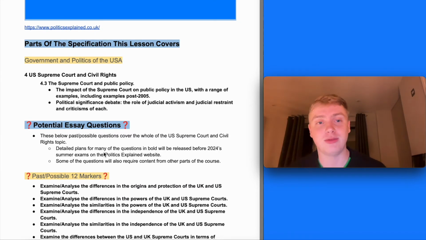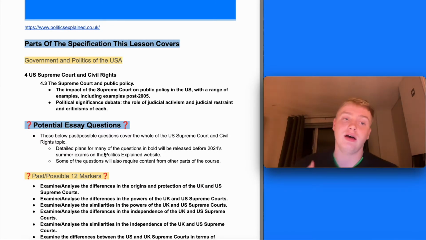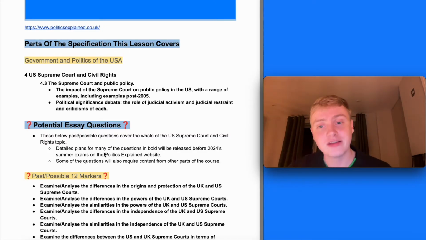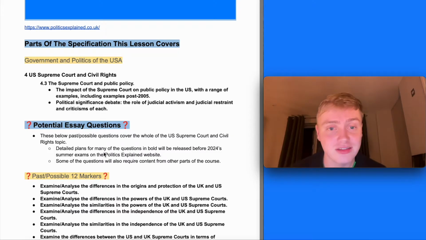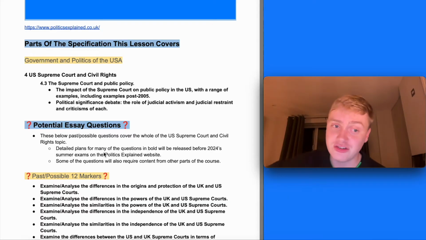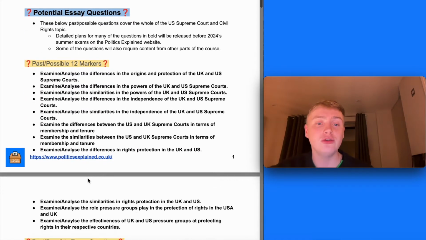So starting with the parts of the specification this lesson covers, this is in the US Supreme Court and civil rights part of the Edexcel A-level politics specification, and it's 4.3, the Supreme Court and public policy, looking at the impact of the Supreme Court on public policy in the US with a wide range of examples, including examples post-2005, and the debate over the role of judicial activism and judicial restraint and criticisms of each.